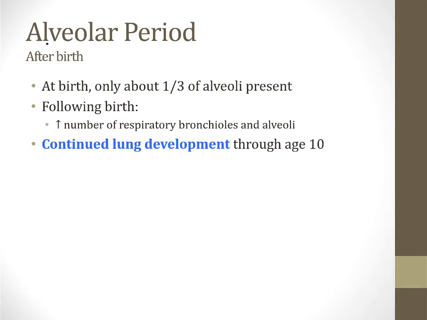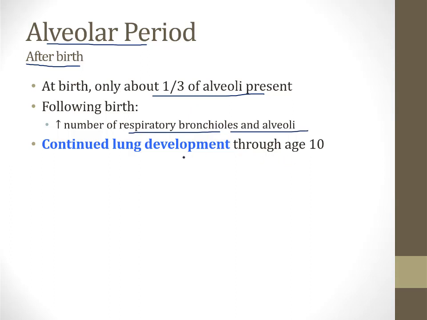And the last period is the alveolar period. This period occurs generally after birth. It starts around the time of birth, maybe a few weeks before, and it continues throughout childhood and even adolescence. At birth, only about a third of the alveoli that you will ultimately have are present. After birth, during childhood and adolescence, there is an increase in the number of respiratory bronchioles and alveoli, so lung development is not complete at the time of birth.